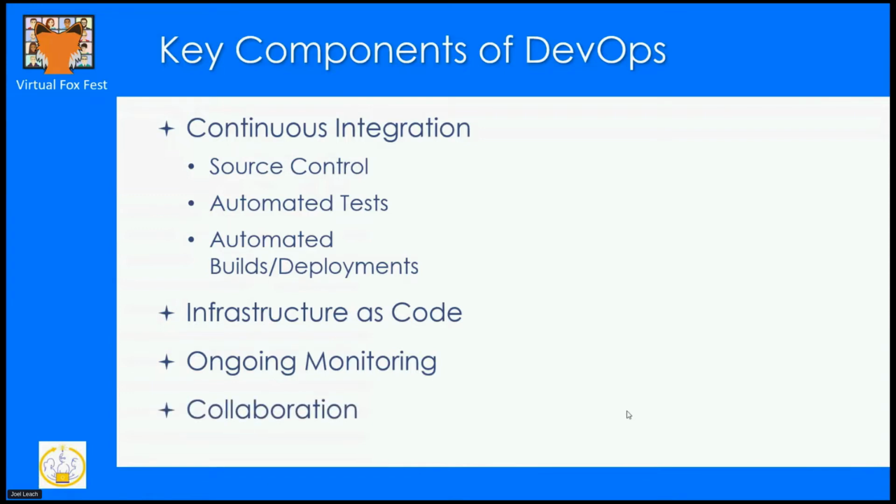Communication and collaboration also come into play. Things like bug tracking, Kanban boards like Trello, team chat systems like Slack or Microsoft Teams, dev documentation like in a wiki or SharePoint, things a lot of us already do, right? But are critical to a successful DevOps implementation.